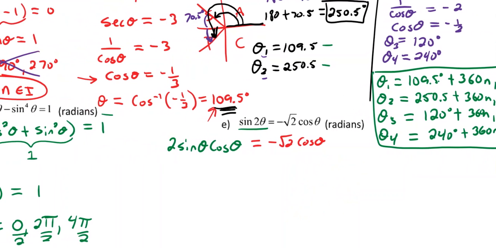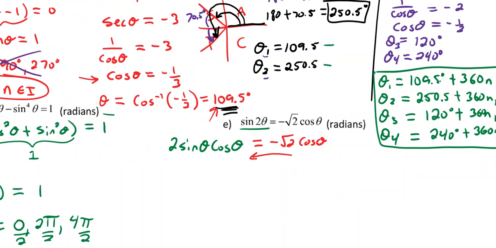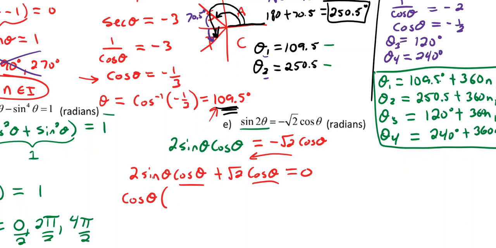Okay, so looking back over here, what we're going to do then is get everything over to that side and have it all equal to 0. So we'll have 2 sine theta cos theta plus root 2 cos theta is equal to 0. And now, just like in the last example with the x's, I'm going to factor out my cos theta. So we're going to have cos theta, and then start my bracket, and then write what we have left. So that's going to be 2 sine theta plus root 2 is equal to 0.